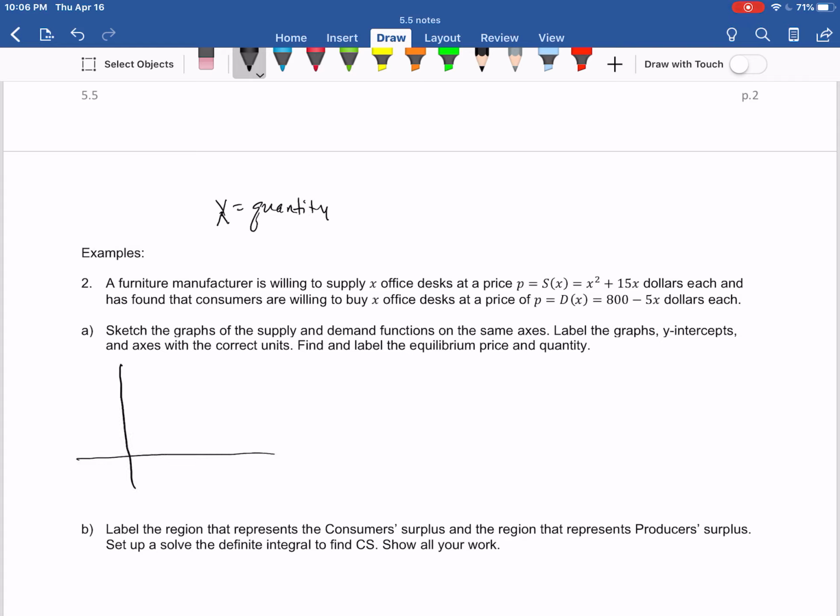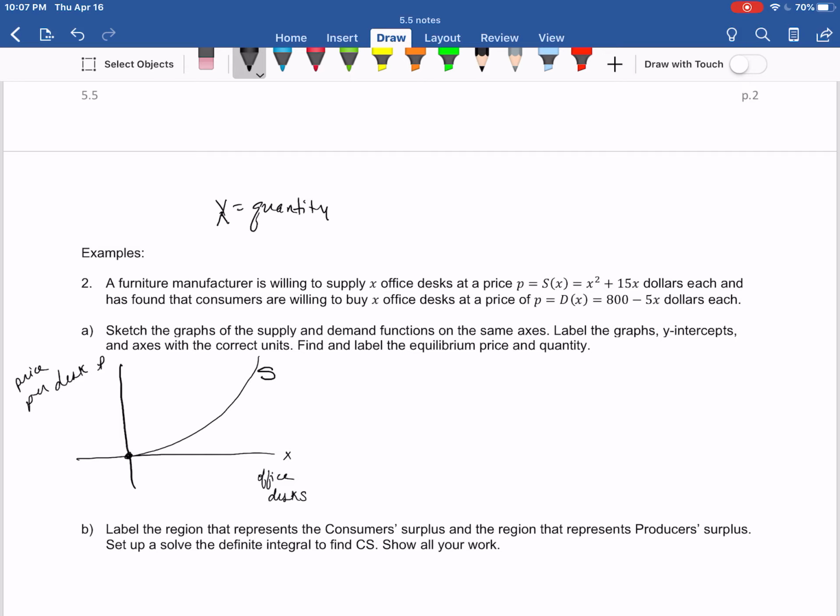I'm only concerned about the positive portion, so I'm not going to leave a lot of space where things would be negative, right? Positive X values make sense. So X in this case stands for office desks. That's a quantity. And the y-axis is price per desk. My price axis. Your supply function is a parabola that opens up, and the demand is a straight line that is moving down at a constant slope. And so the supply function also hits the origin because that's when x equals 0. So the supply function, parabolic hitting there, is going to be something like this.